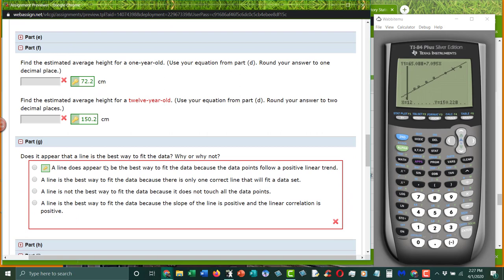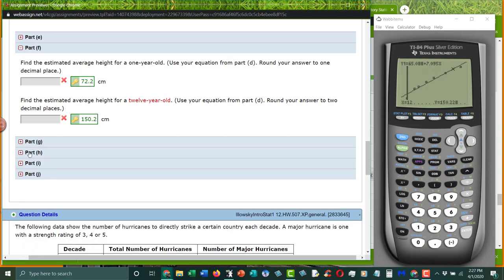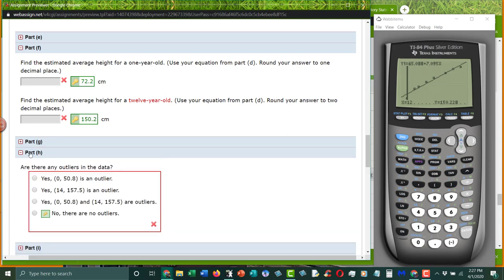Does it appear that the line of best fit, that a line is the best way to fit? Yes. Okay, because it is pretty linear. Okay, we don't see any curves. It's not a parabola or anything like that. So yes to that one. H, are there any outliers? No. And you'd tell if there's an outlier because, you know, something's dropped way down low or way up high above where the line is.